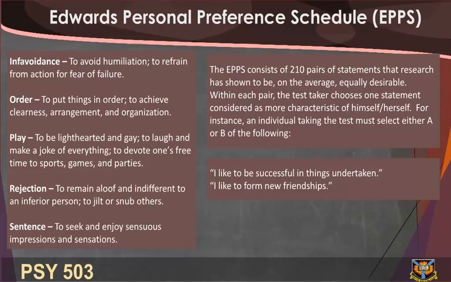The EPPS consists of 210 pairs of statements that research has shown to be, on the average, equally desirable. Within each pair, the test taker chooses one statement considered as more characteristic of himself or herself. For instance, an individual taking the test must select either A or B of the following: I like to be successful in things undertaken. I like to form new friendships.